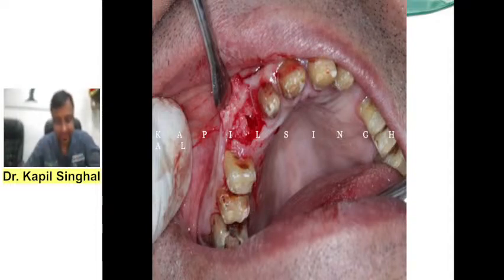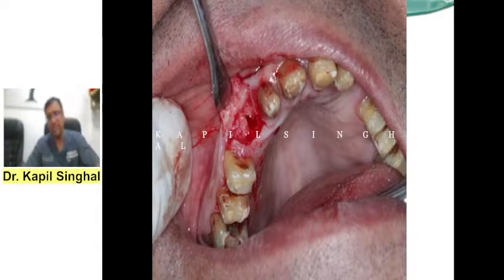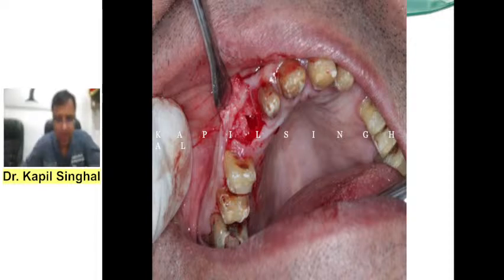So what is necessary to understand is that the length of your drilling is exactly the complete length of your implant. The width depends upon the bone density. If the bone is hard, you will drill to the same diameter as your implant. If the bone is soft, you will drill 0.5 to 1 mm less.